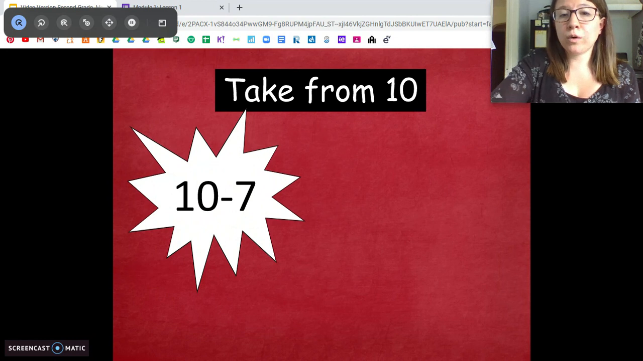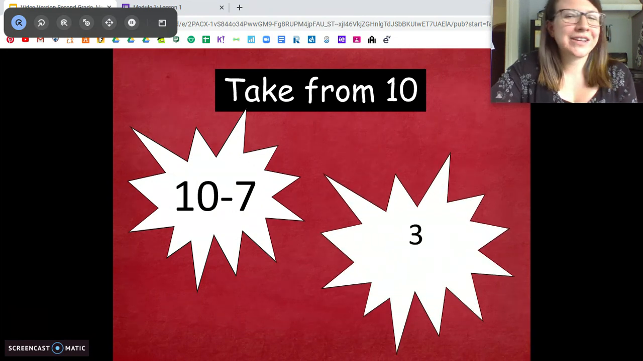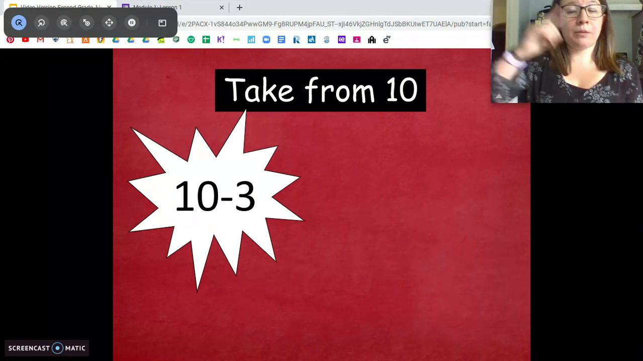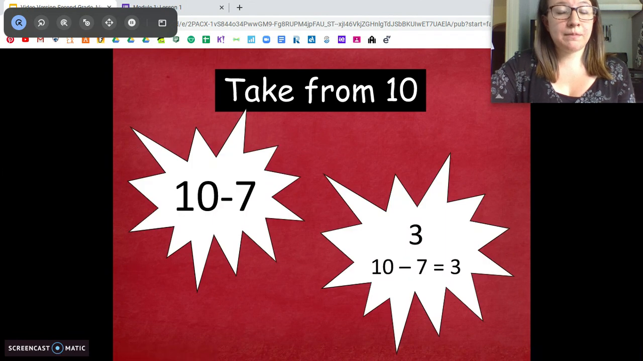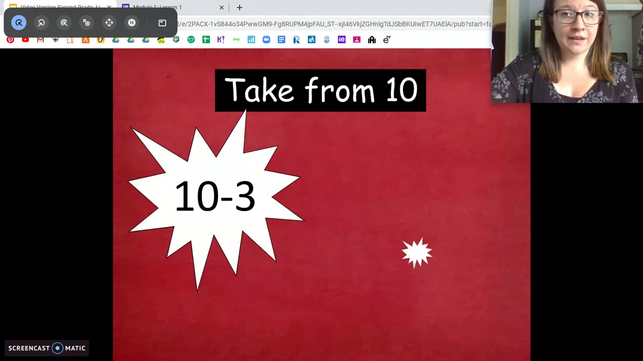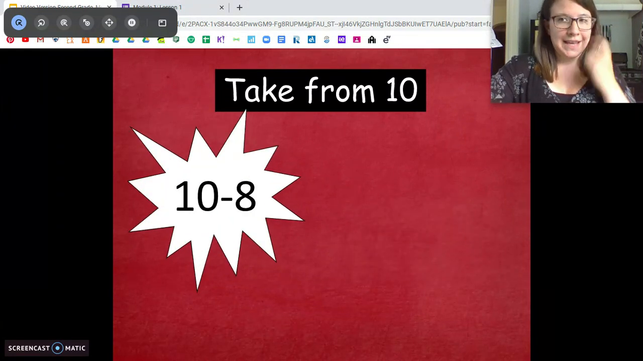10 minus 7, or 7 plus what is going to get me to 10? 3. Good job. 10 minus 3. Use the facts you know to help you solve the facts you don't. We just did 10 minus 7 equals 3. 10 minus 3 is going to be 7. Very good. 10 minus 8.